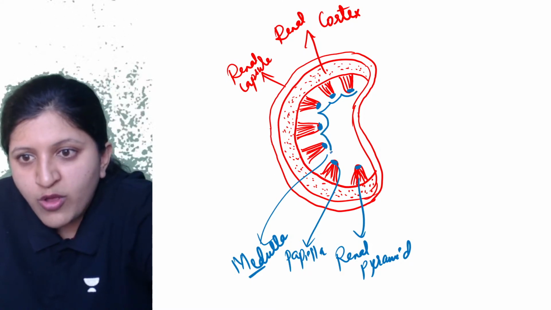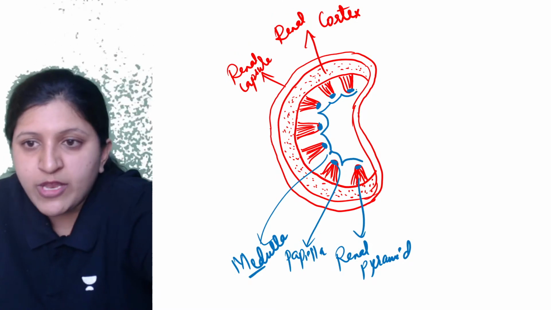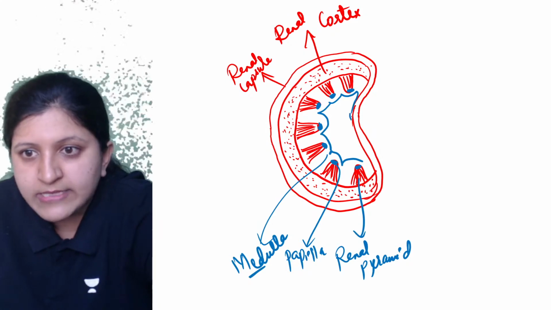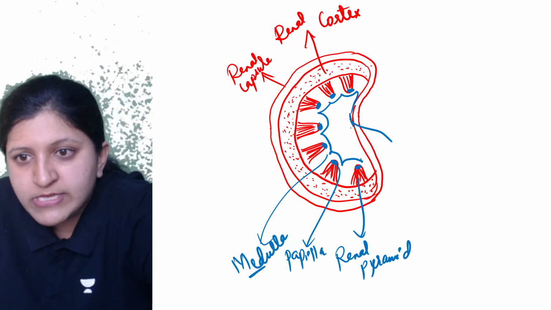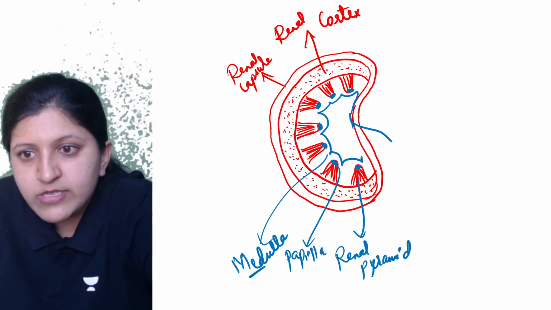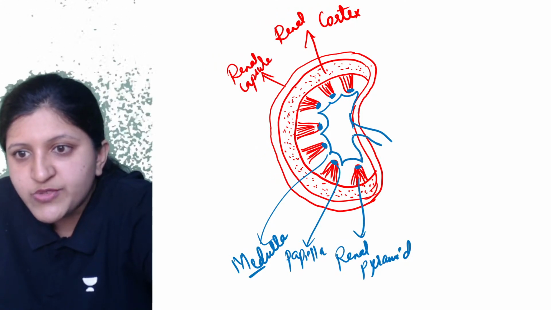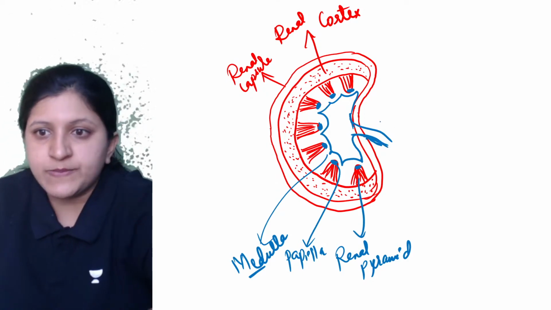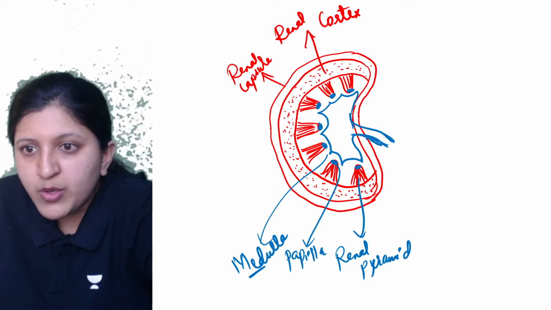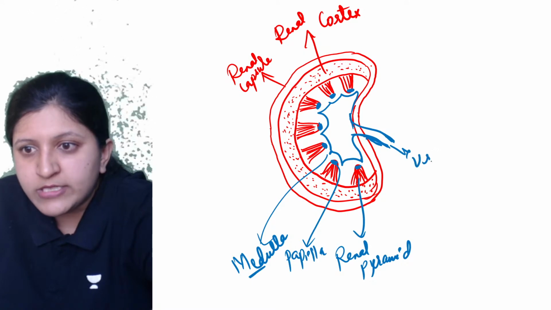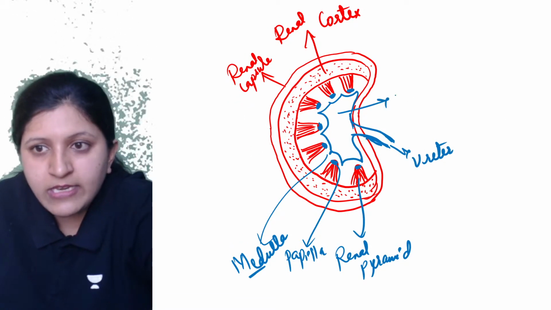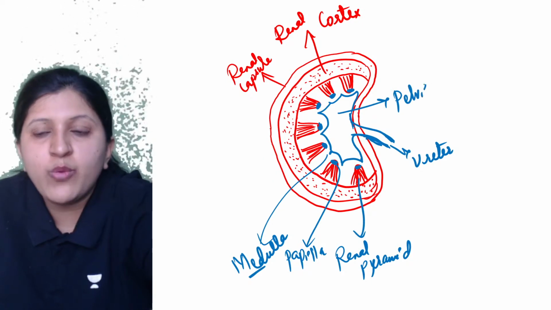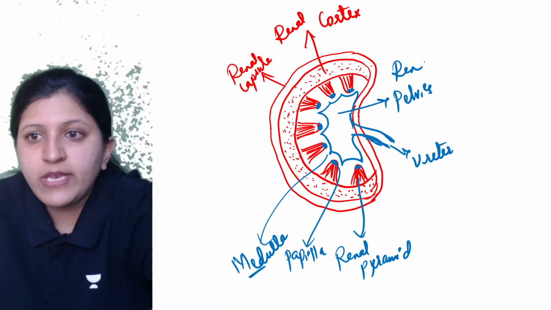From all of this, not the papilla, sorry, the pelvis is arising, a slightly extended portion. This part that you see is the renal pelvis, which is forming the ureter. This part is actually the ureter, and this ending that you see is the pelvis part. This is the renal pelvis.